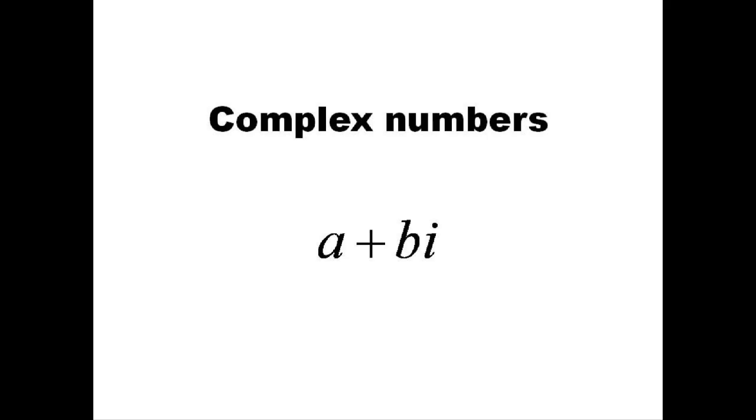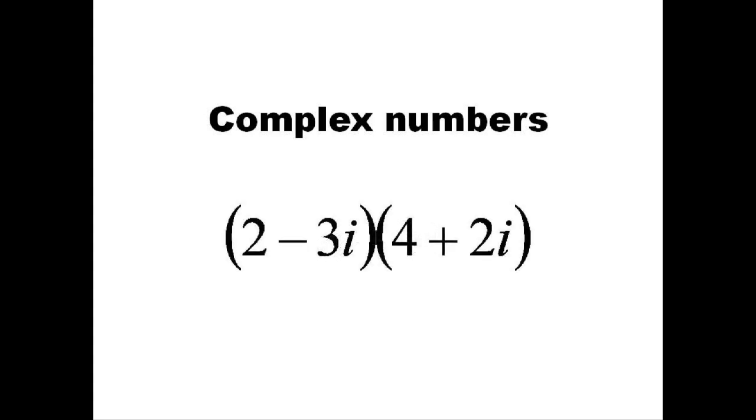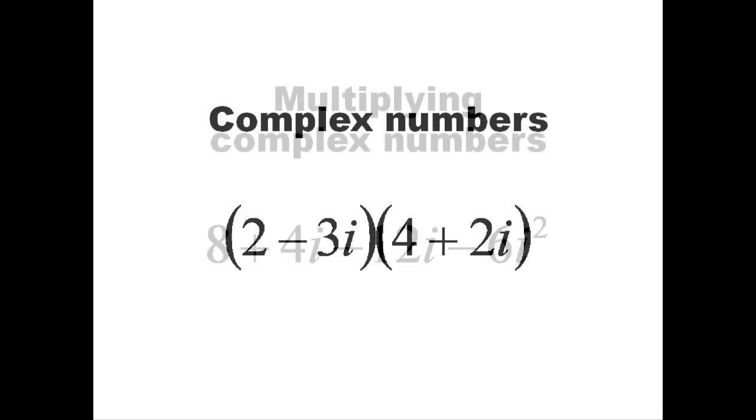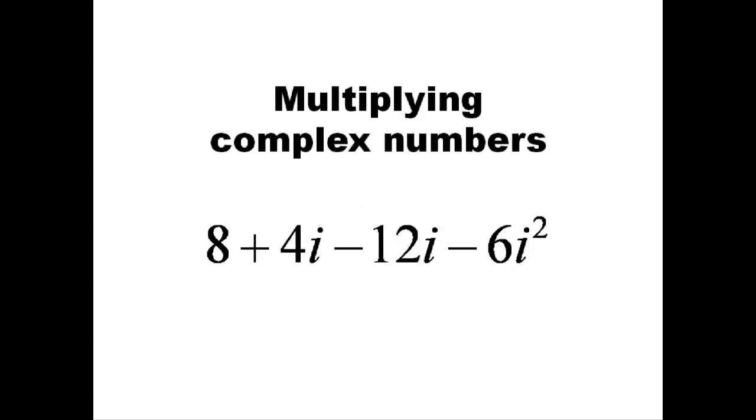Complex numbers have a real and imaginary part. Their general format is a plus bi, where a is the real part and b is the imaginary part. Let's say we are asked to multiply these two complex numbers together. By multiplying the first, outer, inner, and last terms, or FOILing, we get a plus 4i minus 12i minus 6i squared.